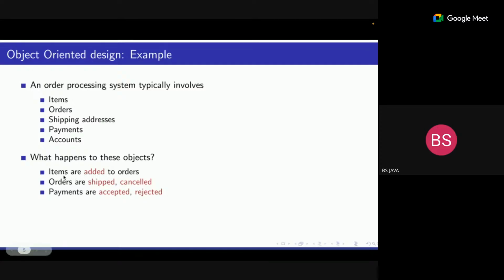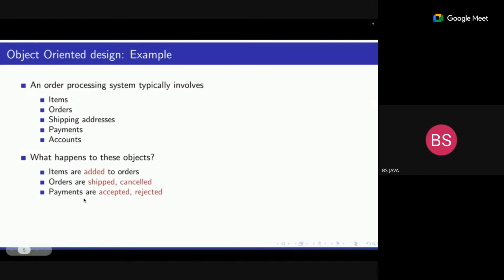For example, items are added to orders. So which we know, right? We'll take the item and we'll add it to the cart, or we'll add it to the order, correct? And then orders are shipped. So when they start the inventory, they start with the shipping, right? Shipping is an operation. Then we may cancel it. So cancel is an operation. So orders can be cancelled.